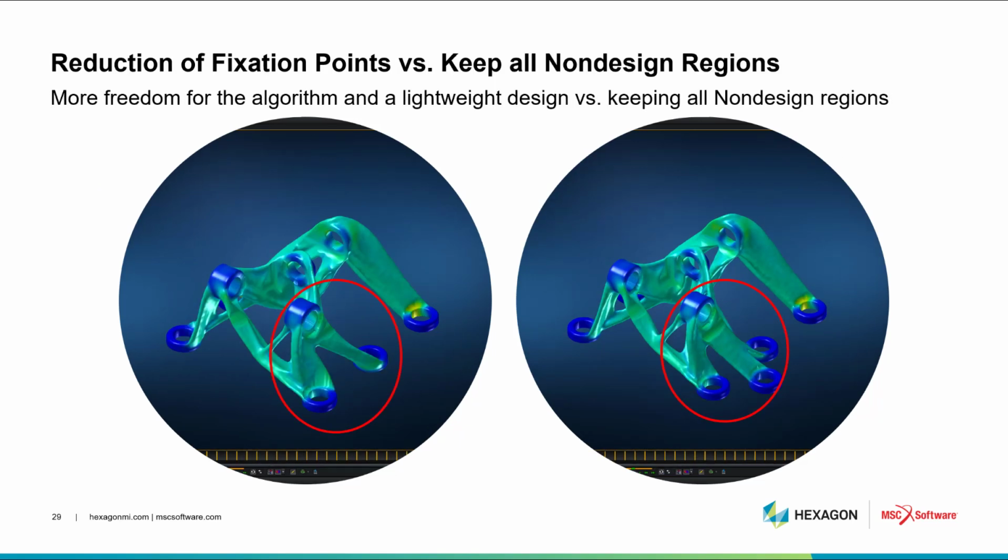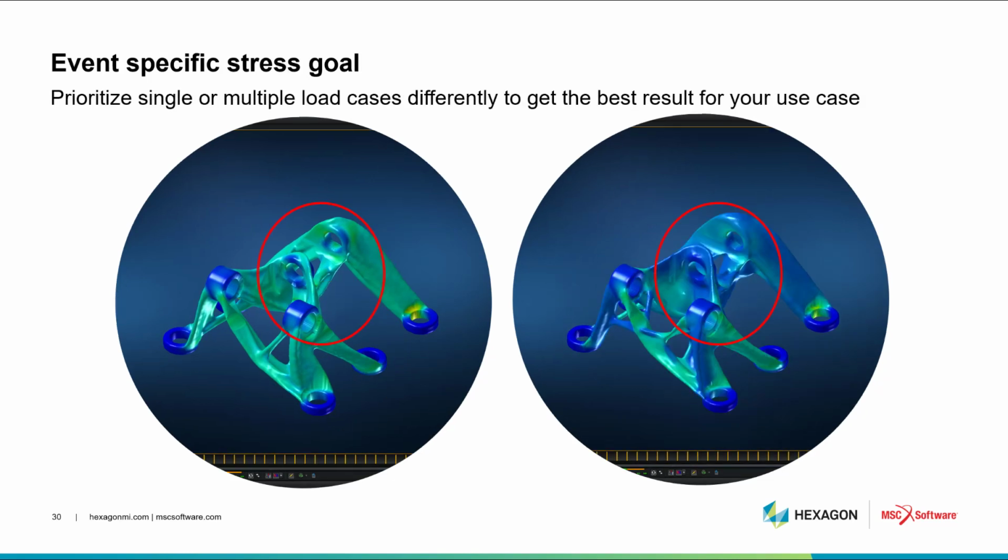We have the reduction of fixation points versus keeping all of the non-design regions. So we can see that we can really reduce parts if we want to, but if it's not allowed, we can also tell the optimization algorithm to keep all of the non-design spaces. We have the event-specific stress goal, so we can prioritize events differently. This is very useful for overload cases.